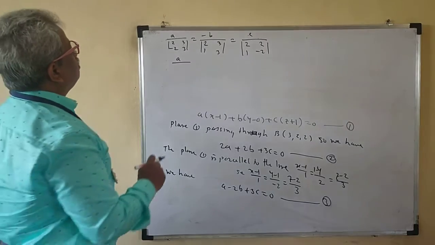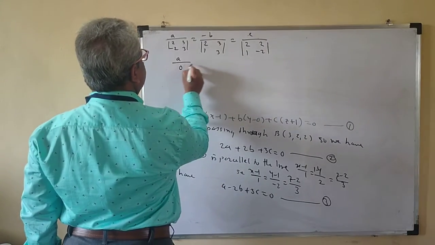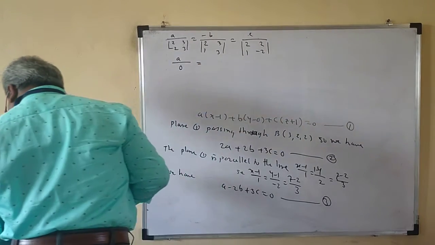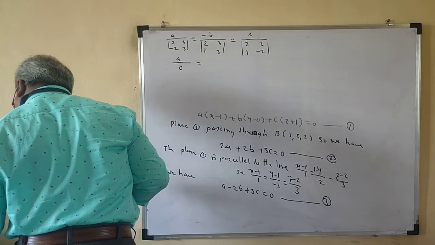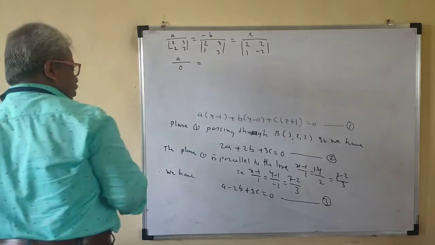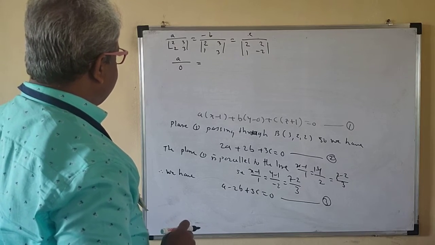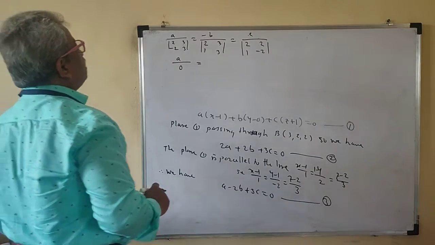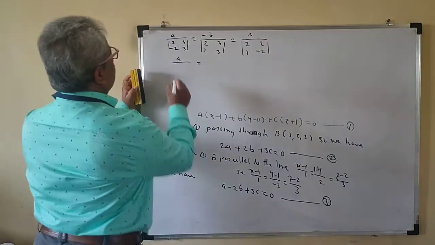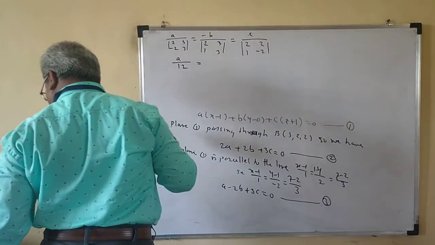Okay. So a upon, this is 6 minus 6, that is 0. Oh, what? 6 minus 6? This is plus now. This is 12 now. This is 12.